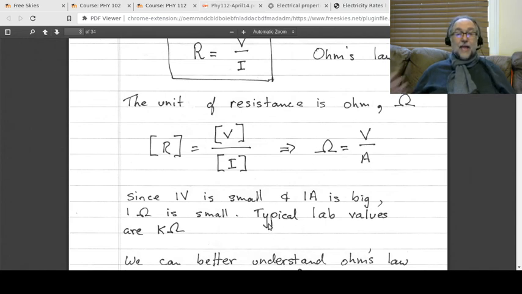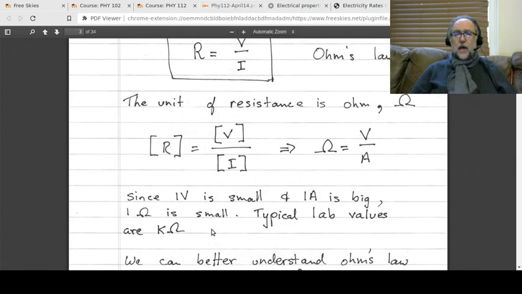Typical size resistors in the lab are kilo ohms. And you can measure the resistance of anything, because to the degree to which something limits current, it has a resistance. So for instance, something that just absolutely doesn't allow any current to flow at all has infinite resistance, because there's just no current at all. So this is a very good resistor. It's basically limiting all the current.